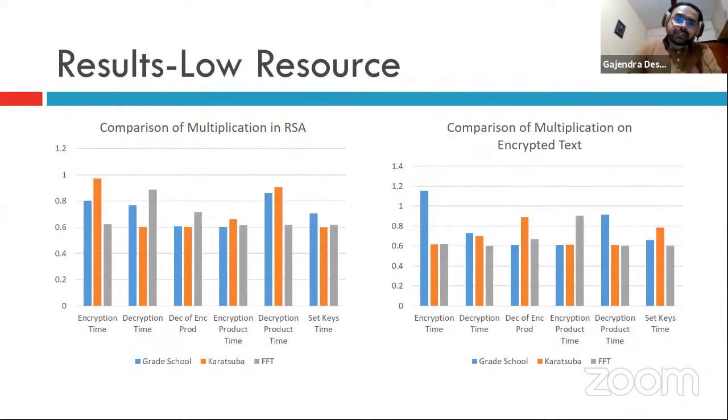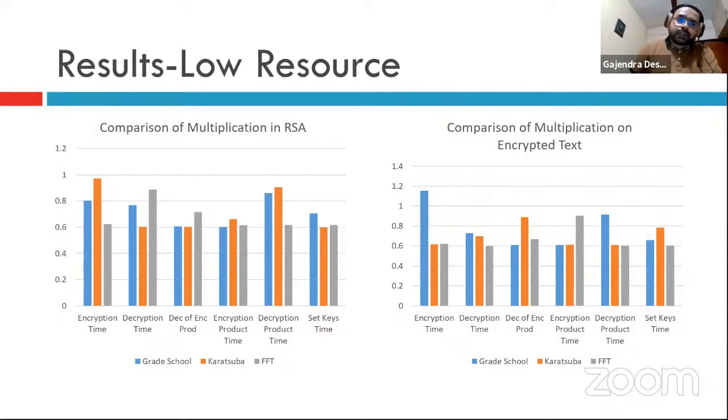The same thing is happening with the low resource device. Here it is tested on Raspberry Pi. Compared to a laptop, of course, it will take more time. But again, if you see here, the results with respect to the Karatsuba method are more stable.